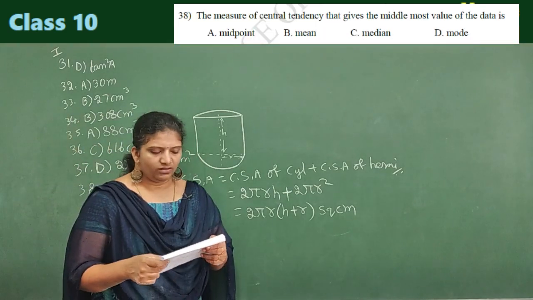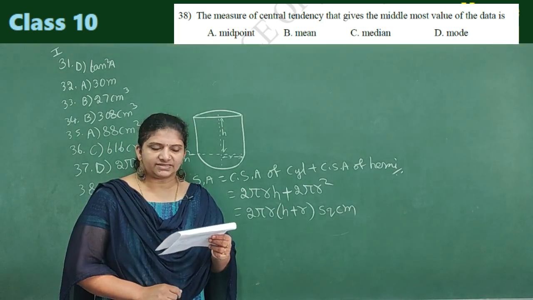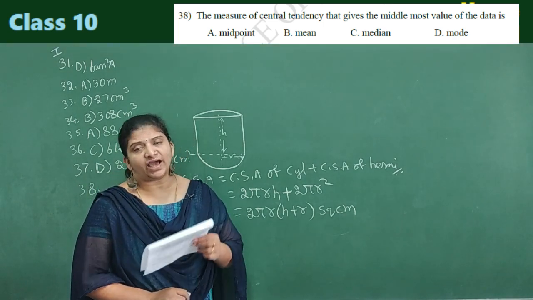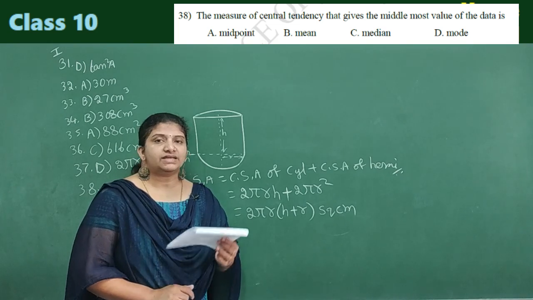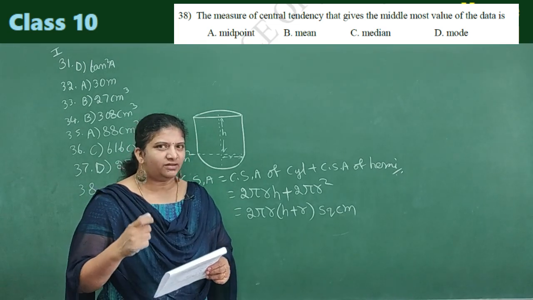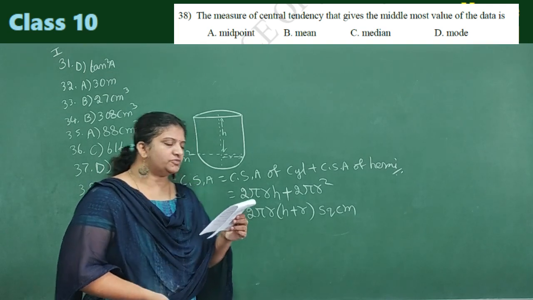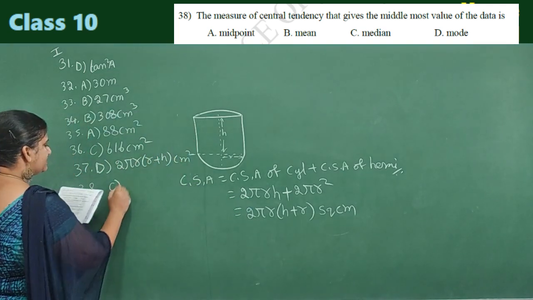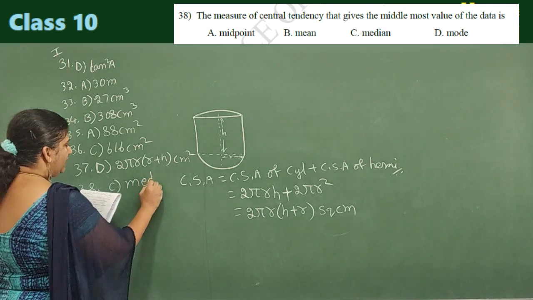31. The measure of central tendency that gives the middlemost value of the data. Central tendency, the middlemost value in a given data, what is that? Median. Check for the option. It is option C, median.